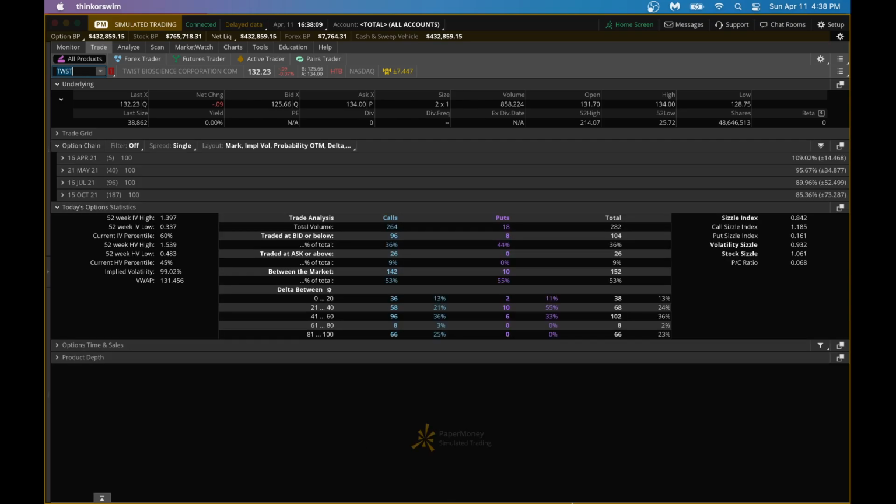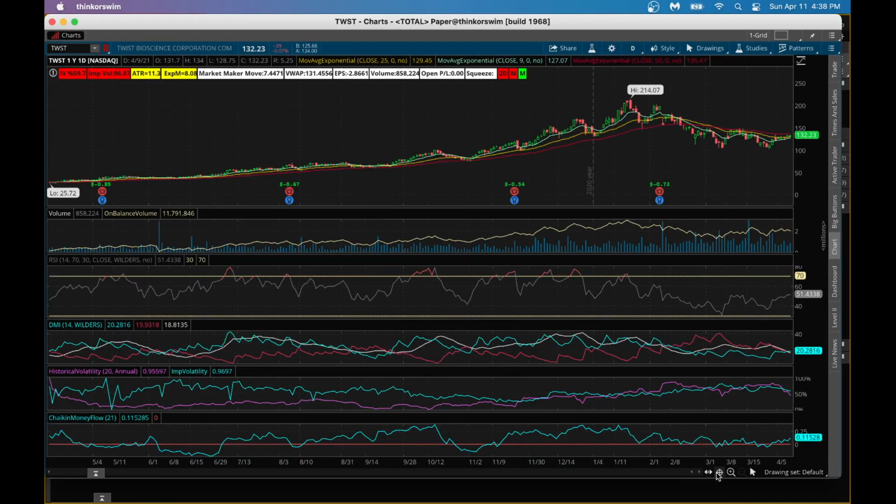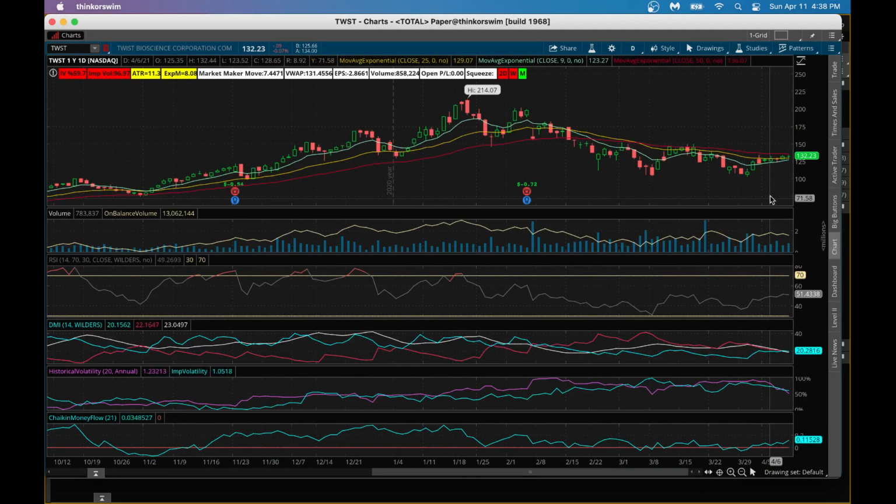Let's go to the chart here. So Twist Bioscience, same story here. The stock is trying to gain some momentum. It crossed over the 9-day moving average, and crossed over the 25-day moving average. Now it's trying to cross over the 50-day moving average. That's a good sign. It's basically crossing over from a shorter term moving average into a longer term moving average. That's a good sign. And the stock volume itself is getting higher.